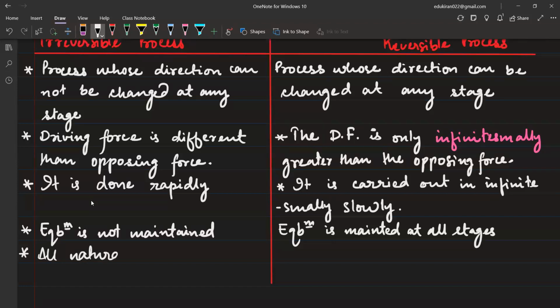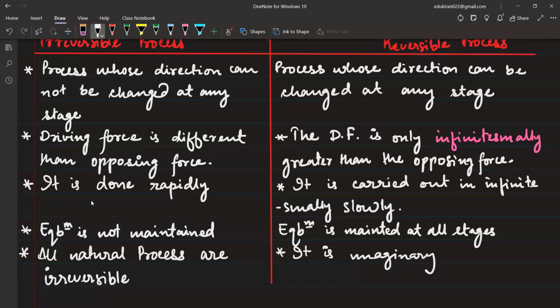All natural processes are irreversible. Irreversible process. So we will write reversible. These are imaginary processes.